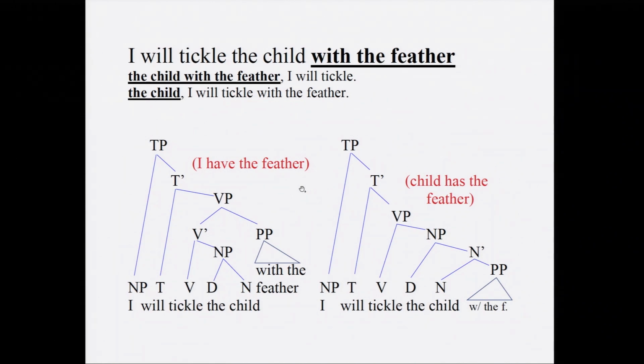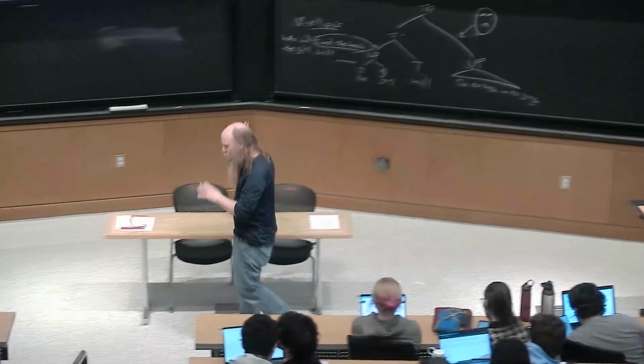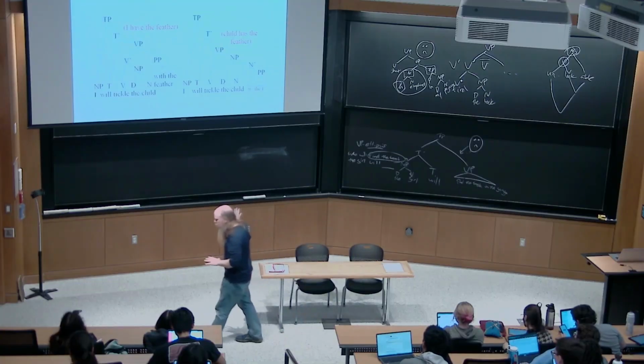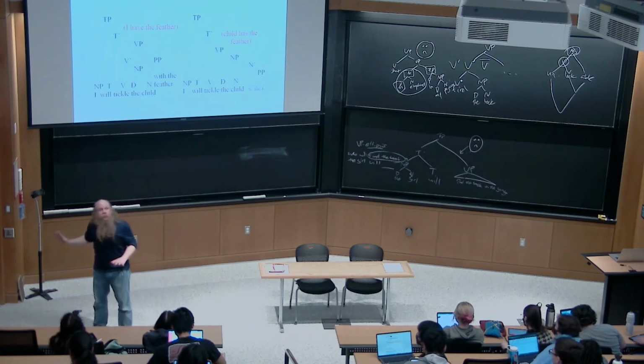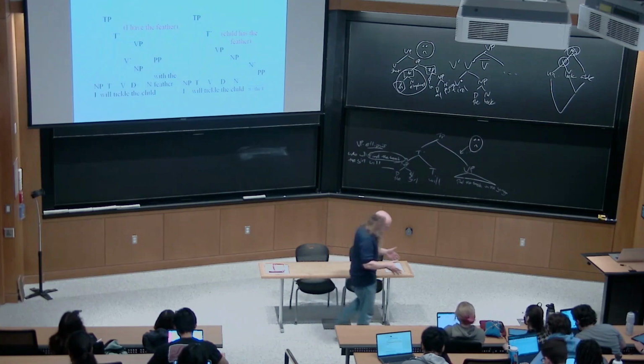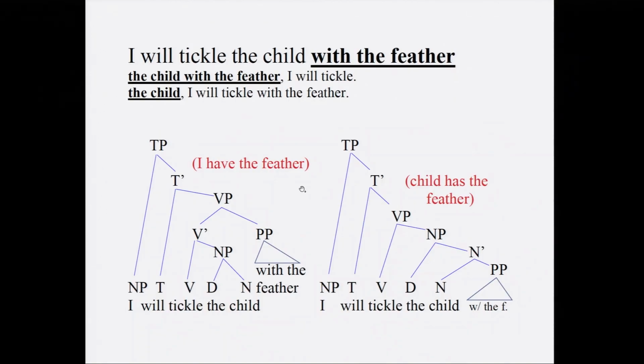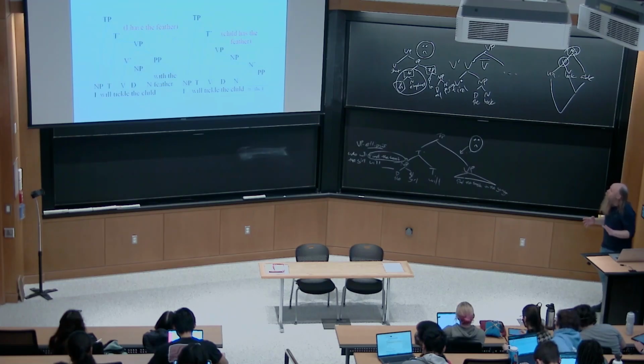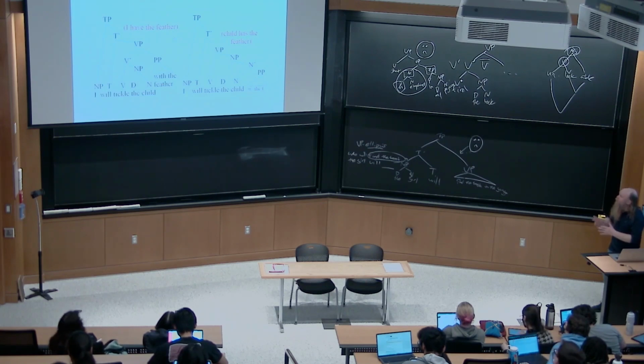Constituency tests like topicalization tell us that we're right to associate these two different trees with two different meanings. These trees are basically just like the trees we did. In fact, they're identical to the trees that we did for I shot an elephant in my pajamas. The prepositional phrase at the end of the sentence can either be part of the noun phrase that's also at the end of the sentence, or it can modify the verb phrase. That depends on whether we're doing the tickling with the feather or whether it's a child who has a feather and I'm going to tickle them some other way, maybe with my fingers.